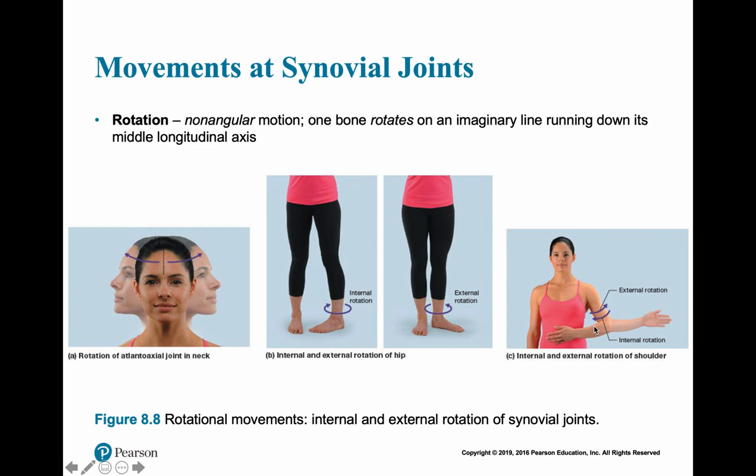Here, this is demonstrating external rotation and internal rotation at the shoulder joint, which is also a ball and socket joint. So those are examples of rotation.